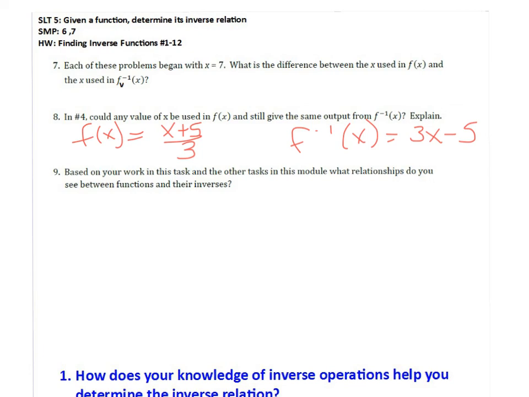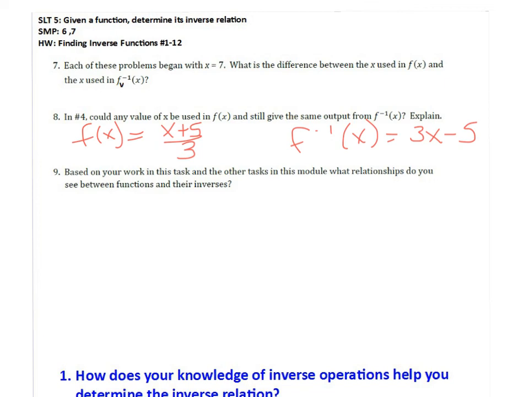So for number 9, based on your work in this task and other tasks, what relationships do you see between functions and their inverses? So in general, you should have said something along the lines of a function and its inverse undo each other. If you put an input into the function, you get a result, and put the result into the inverse. Your output for that is the same original input you started with. Any of those answers would be fine.